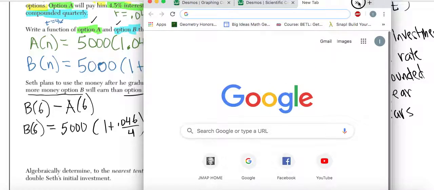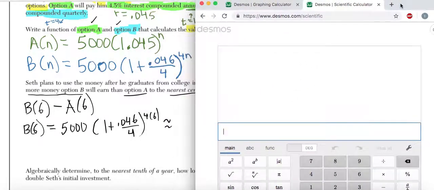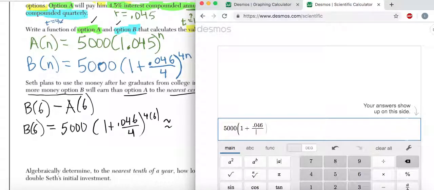Okay, don't need another tab. I was wondering if I needed another one. So let's find out what that is. 5,000 times (1 plus 0.046 over 4), all raised to the 4 times 6, which is 24, by the way. That's 6578.87.